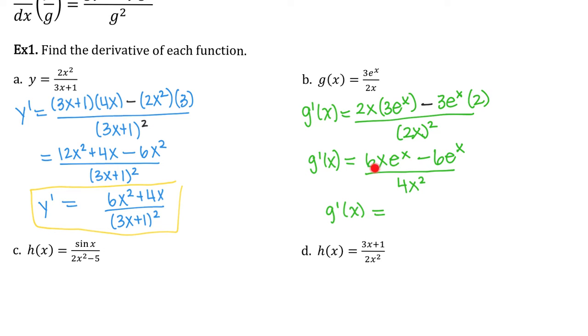I'm debating. Should I take out the 6e to the x or should I just cancel out a 2? I'll just cancel out a 2. Because all of these are divisible by 2, I need to reduce my fraction. So 3x e to the x minus 3 e to the x over 2x to the second. So I at least have simplified my fraction. Factoring would not help me simplify anything, so I'm going to leave it alone.